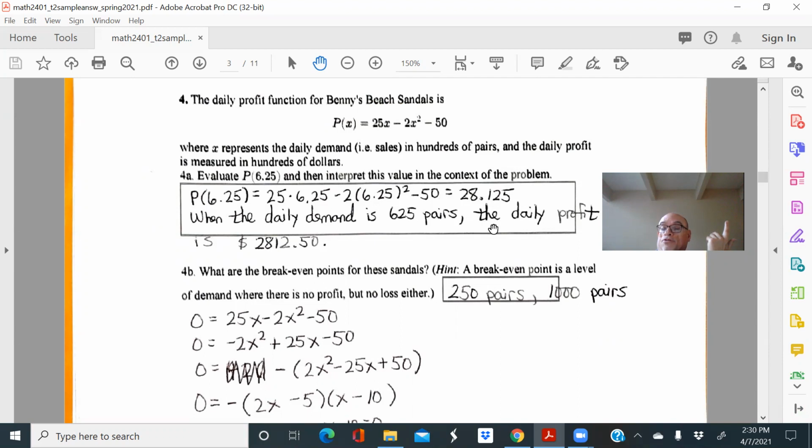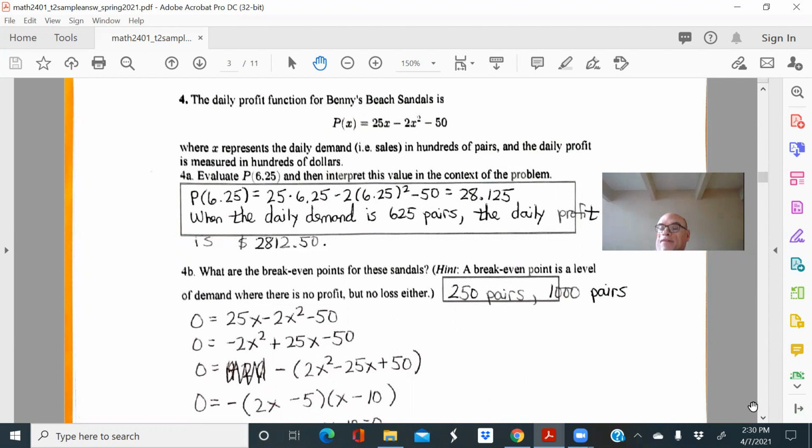Well, 28.125 hundred dollars is $2,812.50. Just take this and multiply by 100 and you get $2,812.50. So when the daily demand is 625 pairs of Benny's sandals, when Benny sells that many sandals in a day, then Benny will make a profit for that day of $2,812.50. Okay.